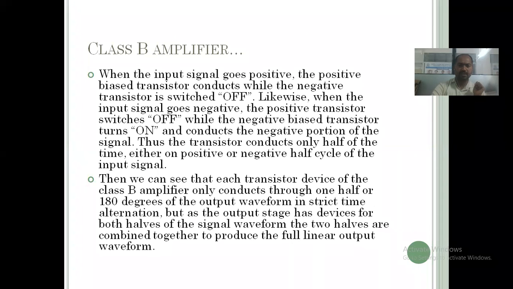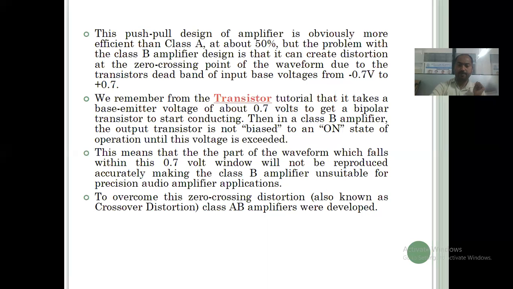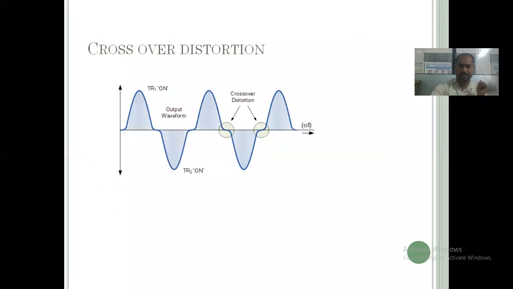Then we have seen one of the problems. This is the main thing with respect to the class B type of amplifier, right? So a problem comes up. This problem is called crossover distortion. Now, to give the background of this crossover distortion, I'm telling you why this crossover distortion comes with respect to the class B type of amplifier.